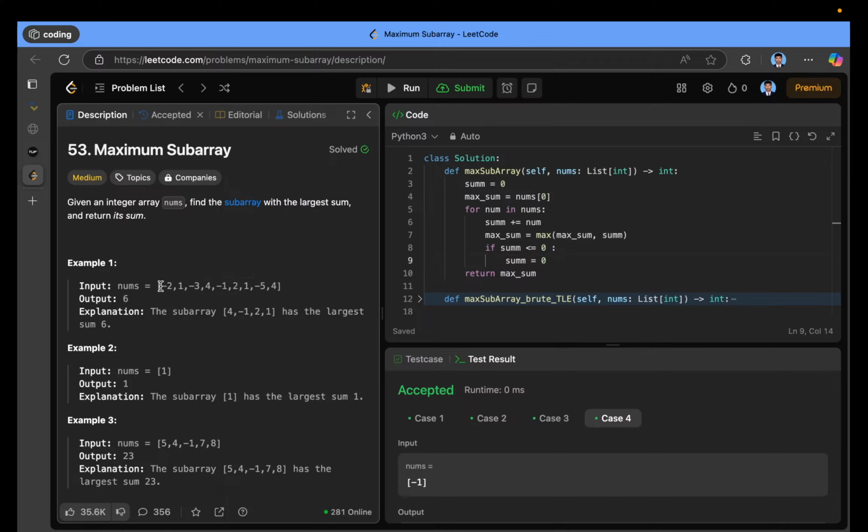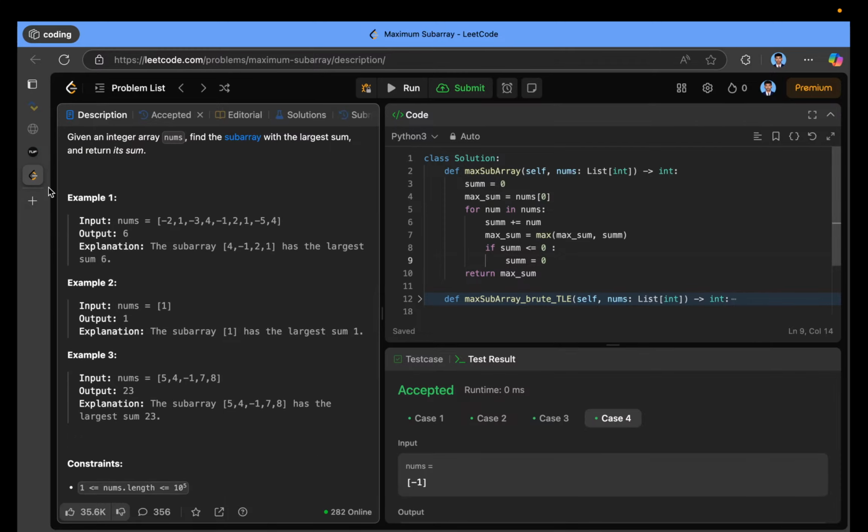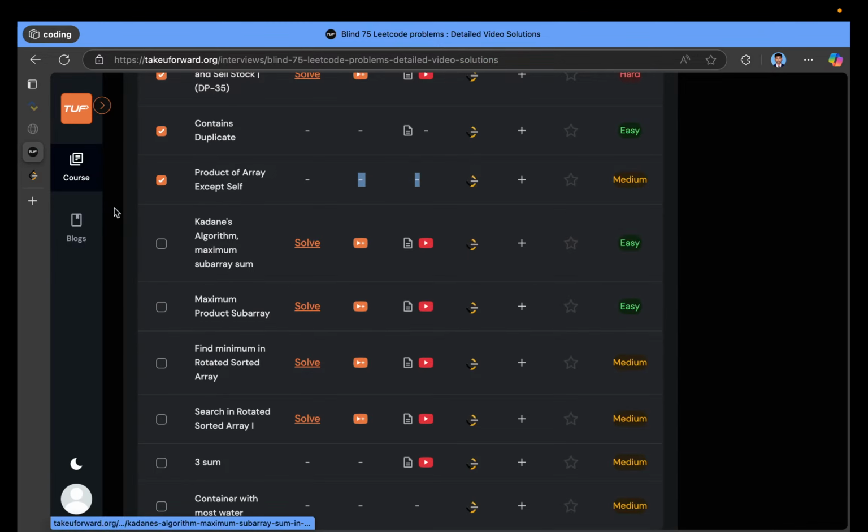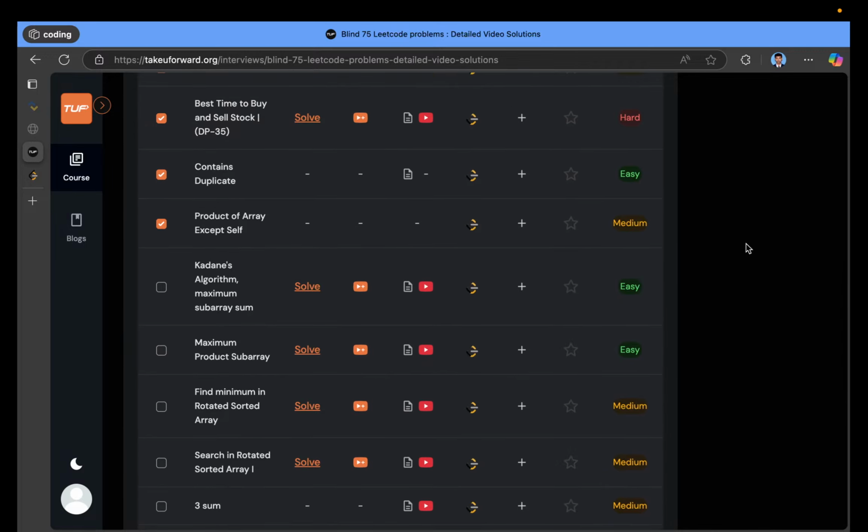How should I divide this? Like taking... hmm, maximum subarray. I don't know how to solve this, bro. Sorry, I'm not that great. Let's go with whatever solution this guy has given.